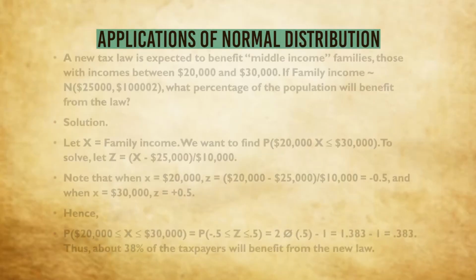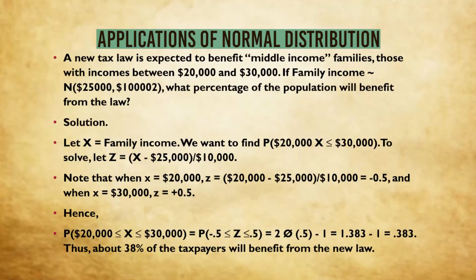We know that family income follows a normal distribution with mean $25,000 and some standard deviation. So we have to find the percentage of the population that will benefit from the law. So we'll again use the normal distribution, and we can again find that this proportion in terms of probability is 2 times capital phi of 0.5, minus 1, which comes out to be 0.383.